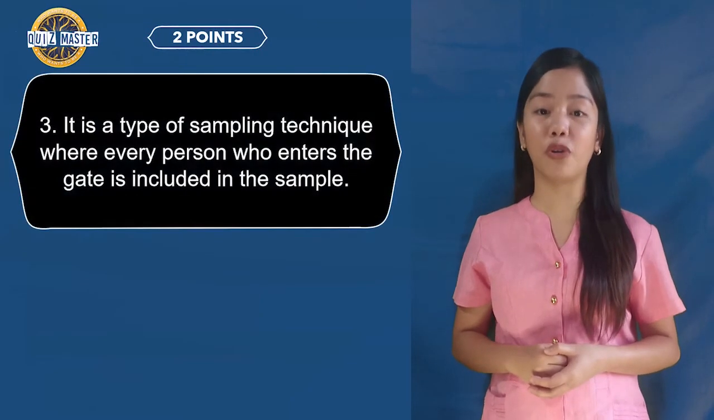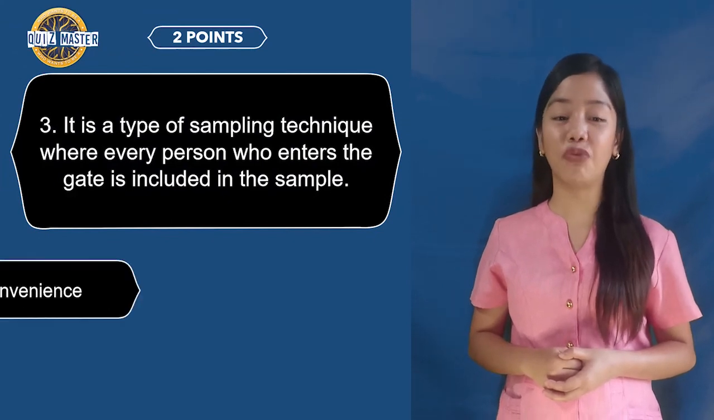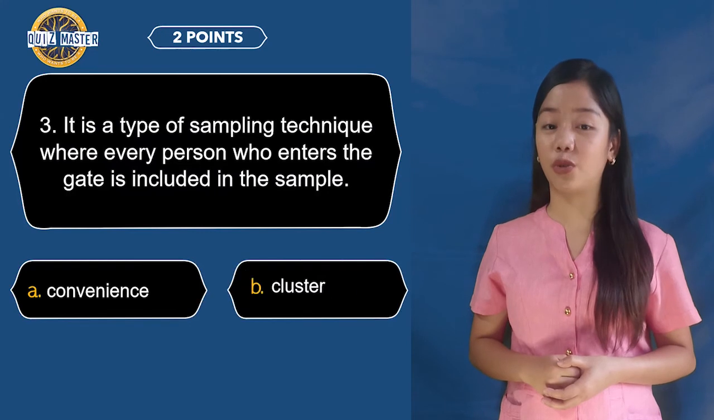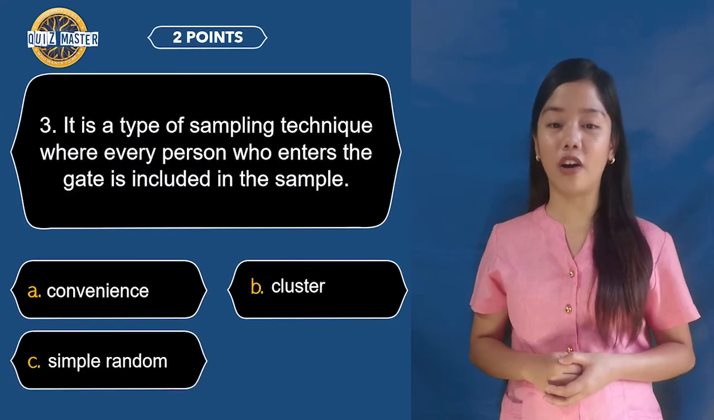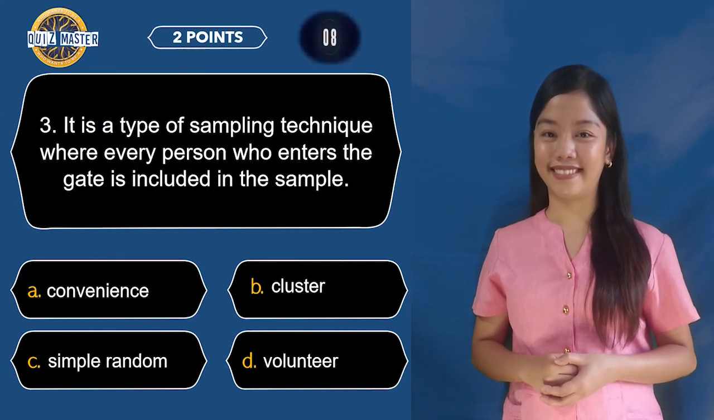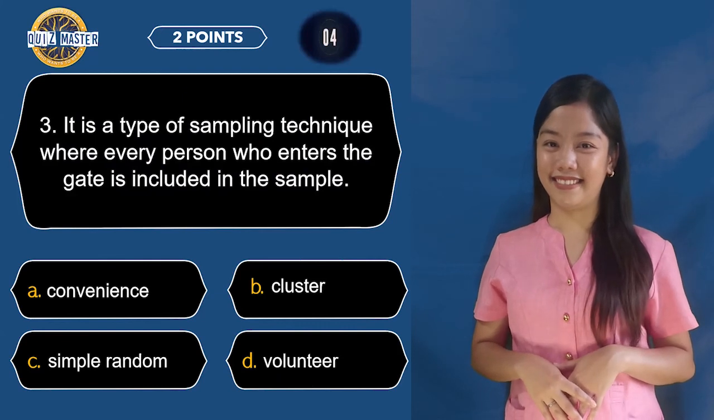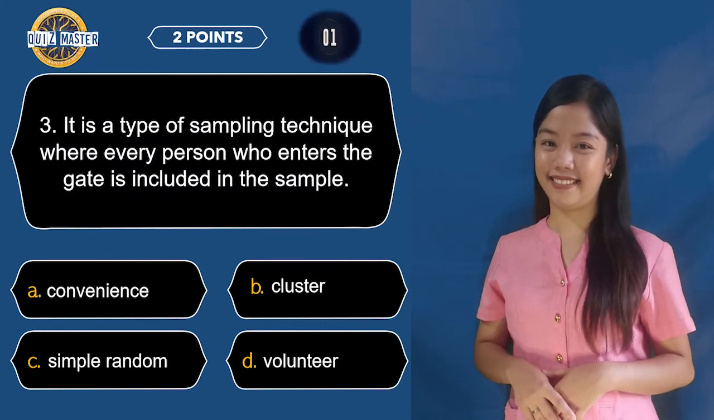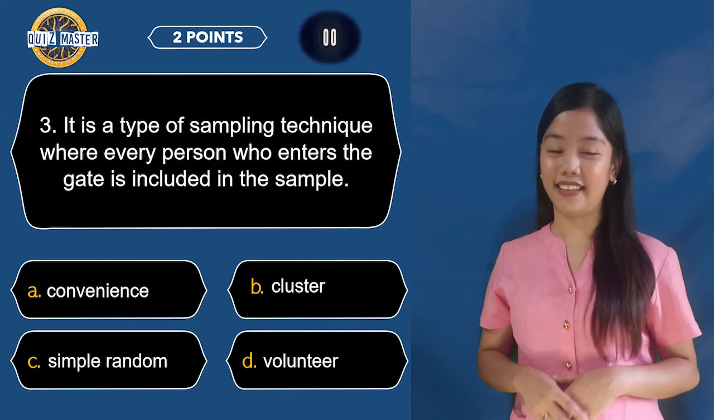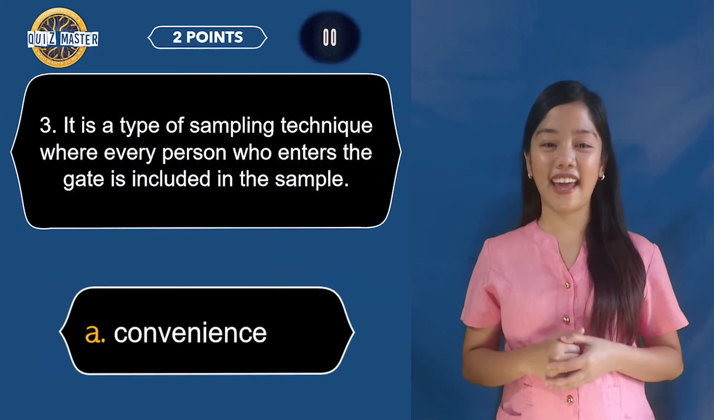For item number 3 for 2 points, it is a type of sampling technique where every person who enters the gate is included in the sample. A. Convenience. B. Cluster. C. Simple random. D. Volunteer. Good job! The correct answer is A.